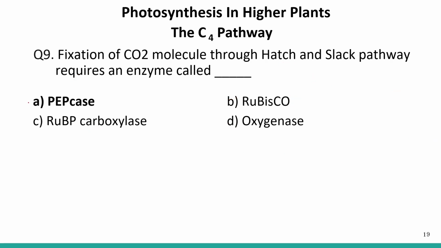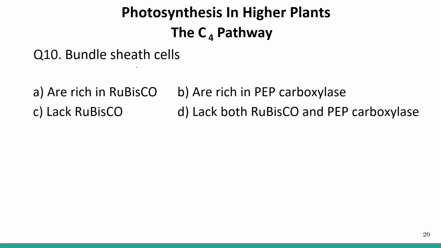The answer is PEP carboxylase. Okay, so here don't get confused between option B and option A. Okay, they are talking about the primary carbon dioxide fixation here. Okay, if they have mentioned in the question both primary and secondary carboxylation, then you have to mention both of the enzymes. Okay, now moving on to the next question, which is: bundle sheath cells are rich in which enzyme?